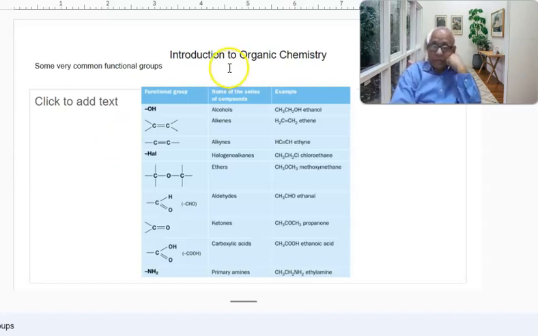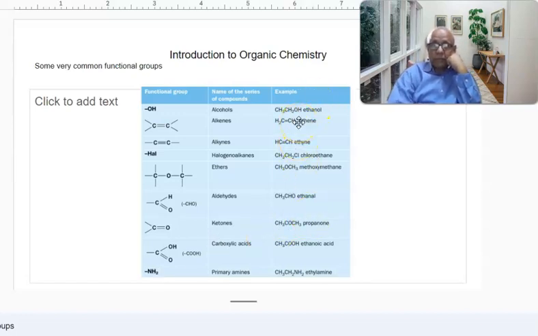As I say, the alcohol functional group, and then the alkene group, the alkyne group, the halo group, and then ether groups, aldehyde groups, ketone groups, and then carboxylic groups, and primary amine functional groups. And we have the examples of these functional groups in the slide.